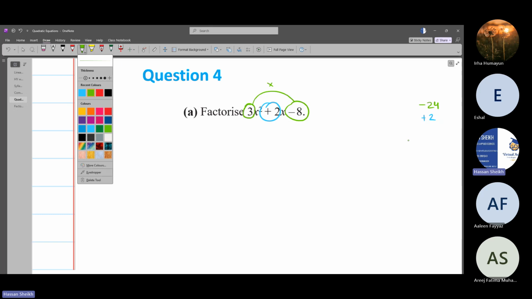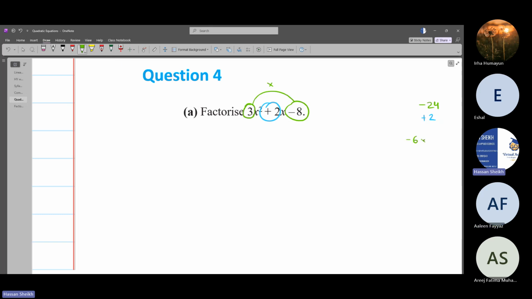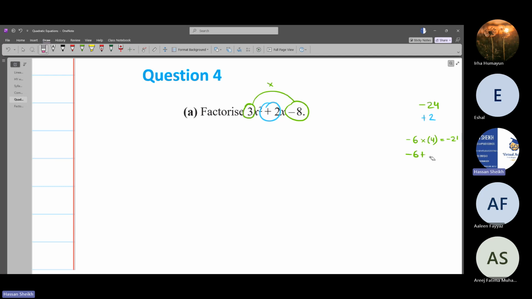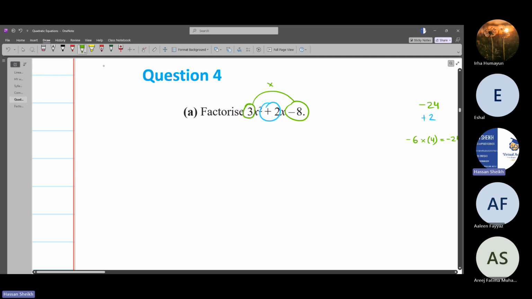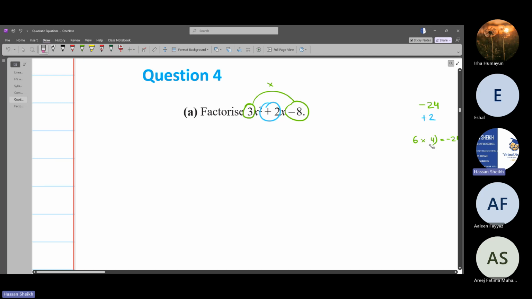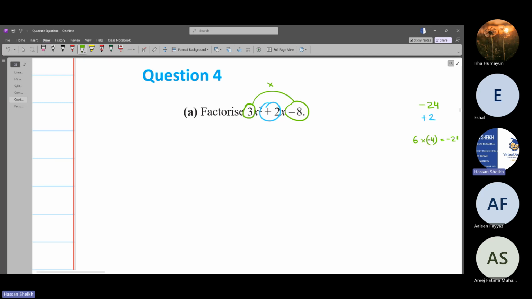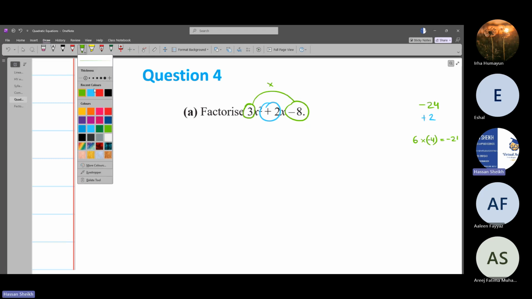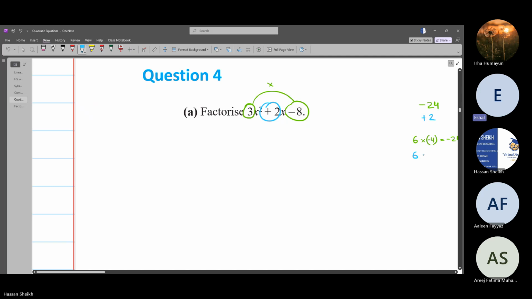Now, you need to find two numbers that will multiply to give minus 24 and plus 2 when added. What about minus 6 multiplied with plus 4? What will it generate? Minus 24. And minus 6 when added with plus 4, what will it give? No, it won't give plus 2, so we need to reverse the signs. What if we multiply 6 with minus 4, and add 6 and minus 4? Do you agree that we'll get plus 2? Yes.